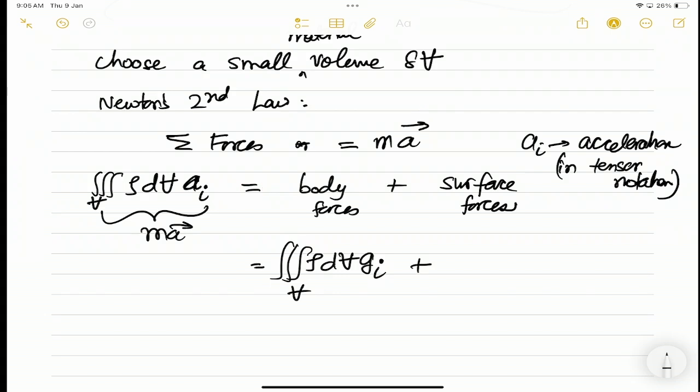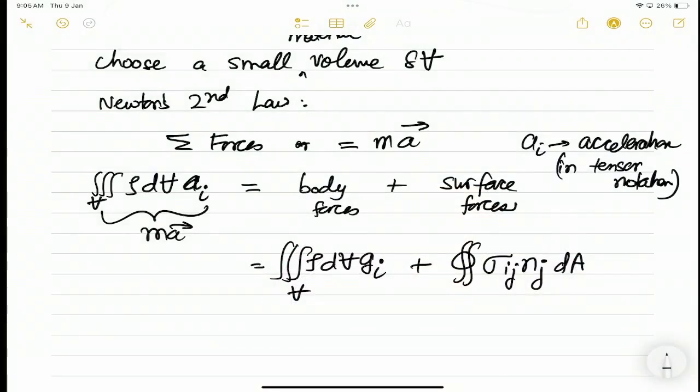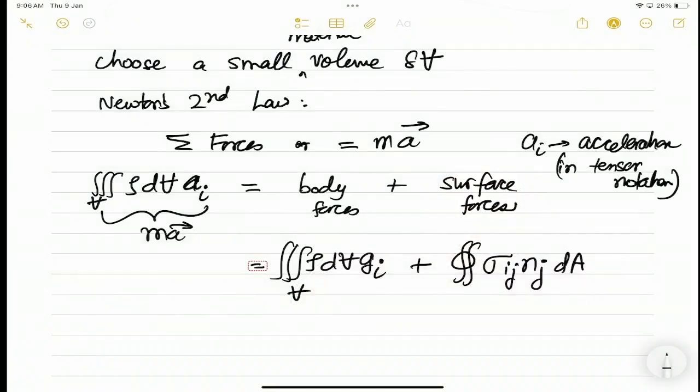will be equal to, now on this volume, sigma ij nj will be the total surface force. And if I integrate it over the surface of the entire volume, that will give me the total surface forces. Sigma ij nj, when I sum it over all the normals, that is the total surface force. So this is what I have, that volume integral is this.